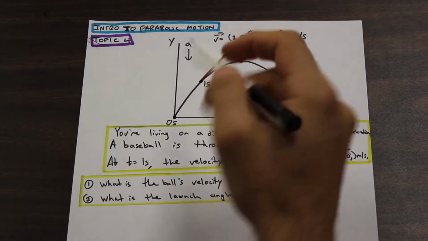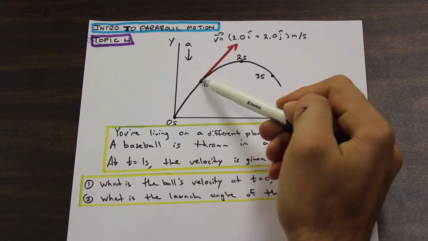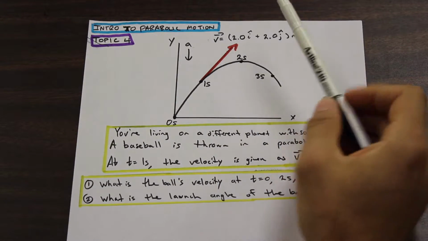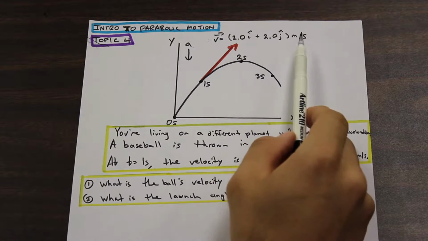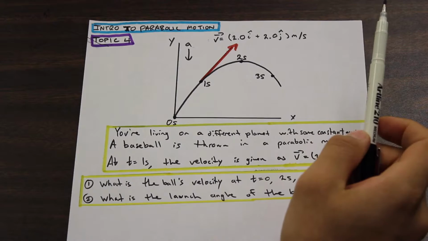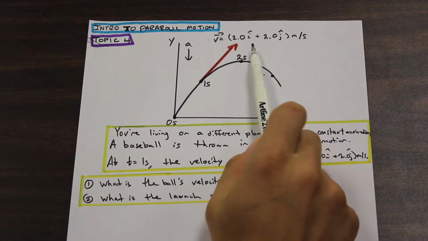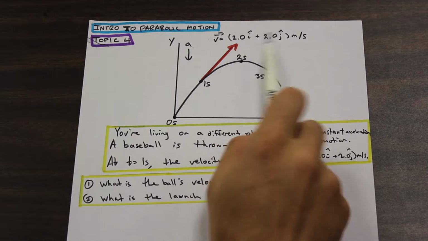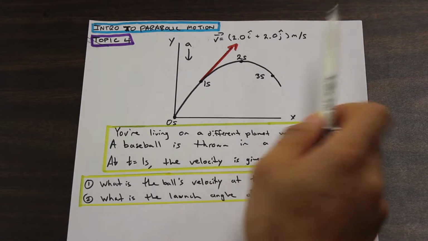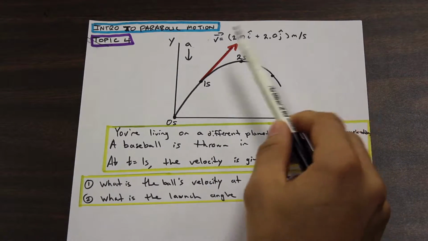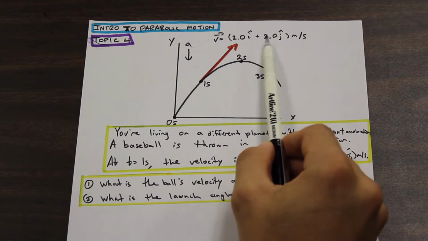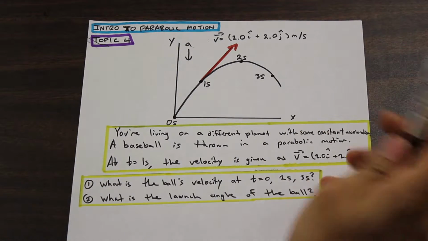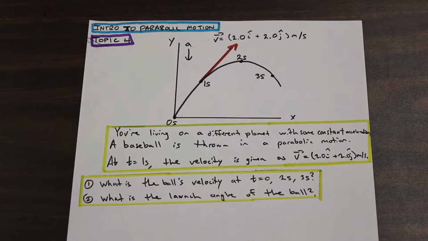As you can see here, at 1 second, we're given a Cartesian vector for the velocity of the object. We're not given just a straight meters per second unit. We're given the velocity in terms of i and j components. It's given as 2.0 i plus 2.0 j meters per second. So let's go ahead and take a look at the question and see what we're asked.